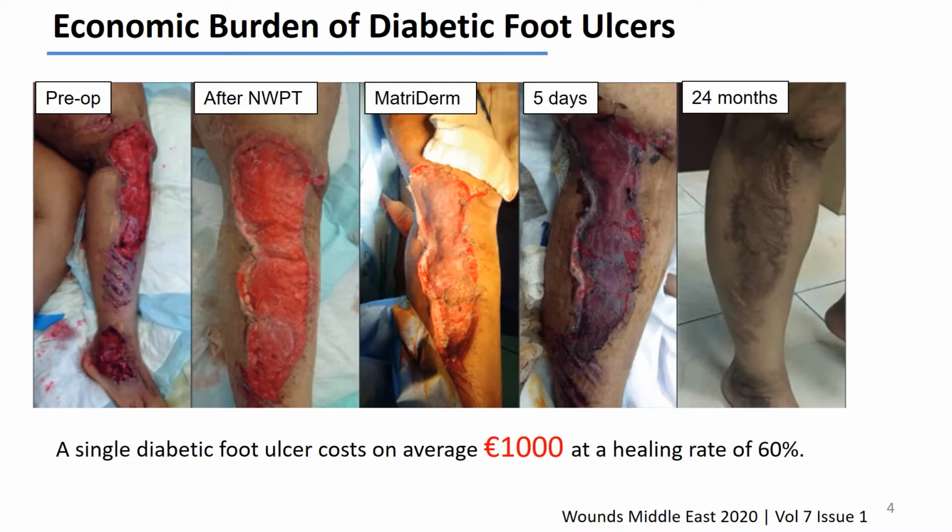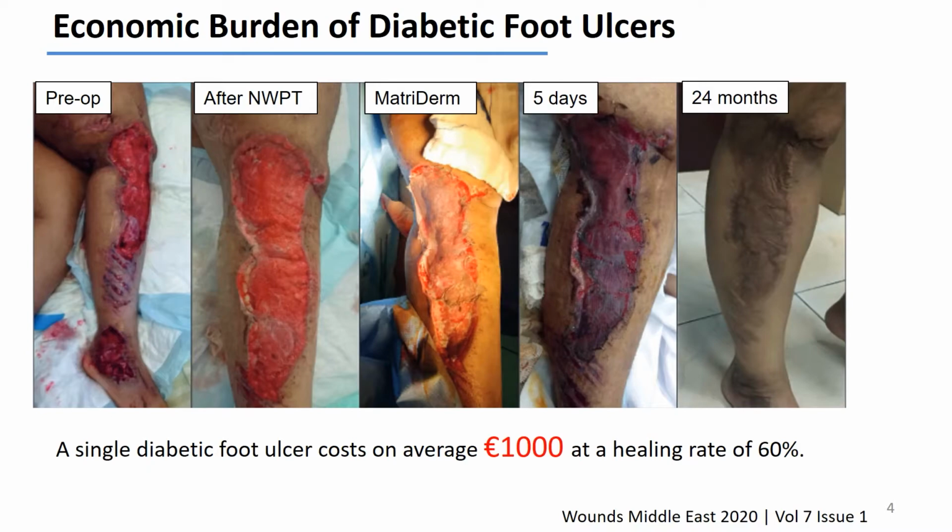Diabetic foot ulcers are a major health issue in Mauritius, where 20% of the adult population suffer from diabetes. Diabetic foot ulcers are very slow healing and often take years to heal. In most cases, they do not heal at all, leading to amputations.